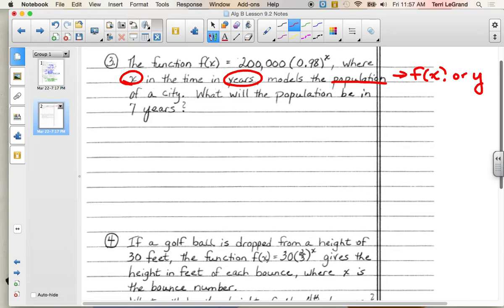Remember I said A will always represent the amount at the beginning. So the population is 200,000, while our R value is greater than 1 or between 0 and 1? Between 0 and 1. So should the population go up or should it go down? Down. It better go down, right? We better get a number less than 200,000 here or we did something wrong. Okay, so f of x equals 200,000 times 0.98 raised to what power? 7th power, 7 years.